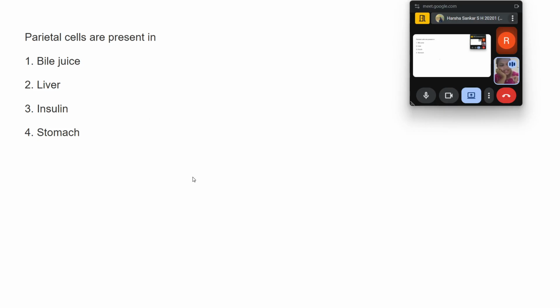You remember when we asked about HCl, in order to protect from HCl activity. Remember, HCl is produced from dash and bile is produced from dash. There was a question earlier. So parietal cells are present in stomach.